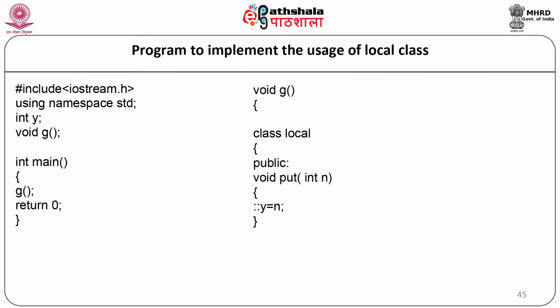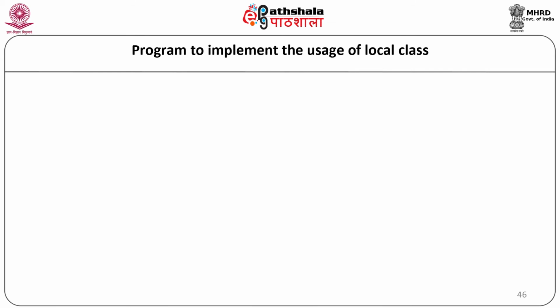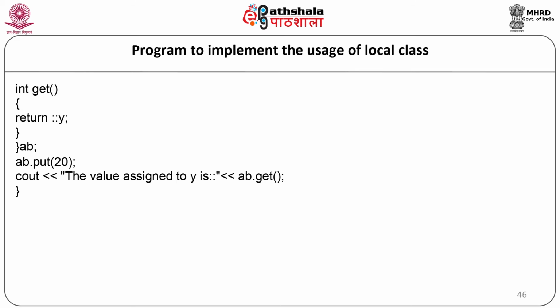Inside this void function, we are going to declare the class local, opening braces. In the public section, we are going to write a member function void put(int n). Here we are going to access the value of y, which is a global variable, using the scope resolution operator, so ::y = n, and our member function will end. Now we will have one more member function, int get. Here we are going to return ::y, and the member function will end, and our class will end. Just before ending the function, we are going to declare the object of class local as ab. Now, inside this function, we are going to call the member function as ab.put(20).